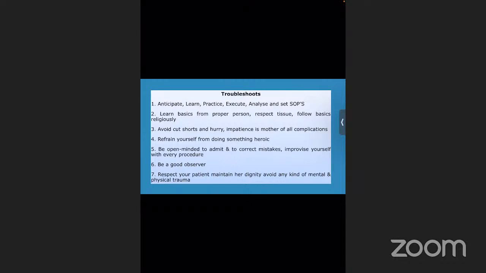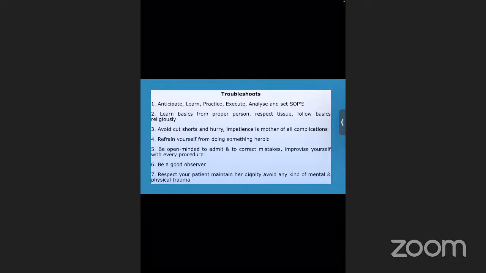Be open-minded to admit and to correct mistakes. If you have done something wrong, okay, fine. Mistakes happen with each and every person, so there is nothing wrong in that. Be open-minded. Correct the mistakes. Improvise yourself with each and every procedure. That is very important.